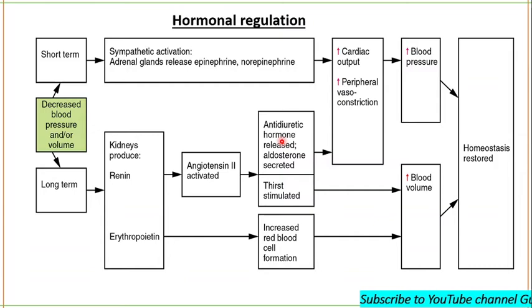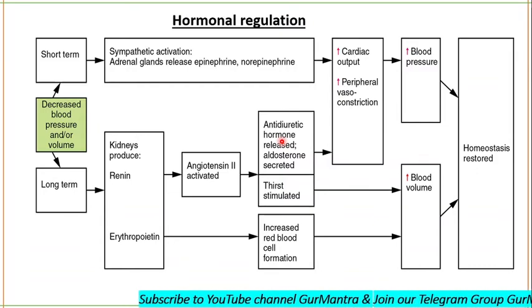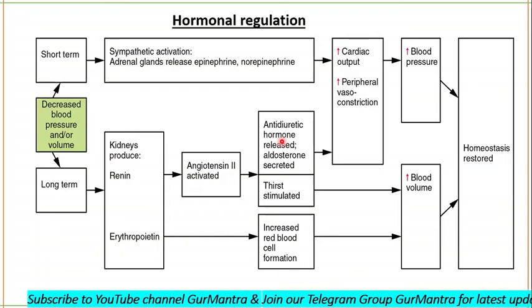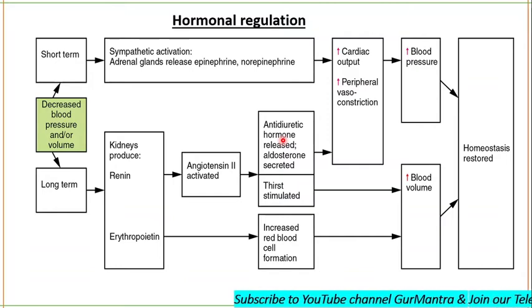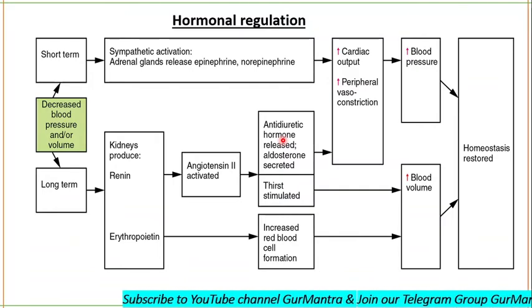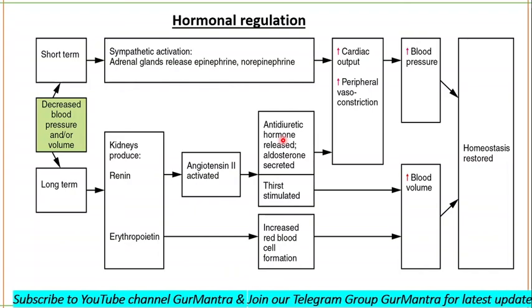Do not forget it. Okay, if we talk in practical terms, if an individual does not drink much water on a certain day, the posterior lobe of the pituitary releases antidiuretic hormone, causing more water to be reabsorbed and less urine to form.